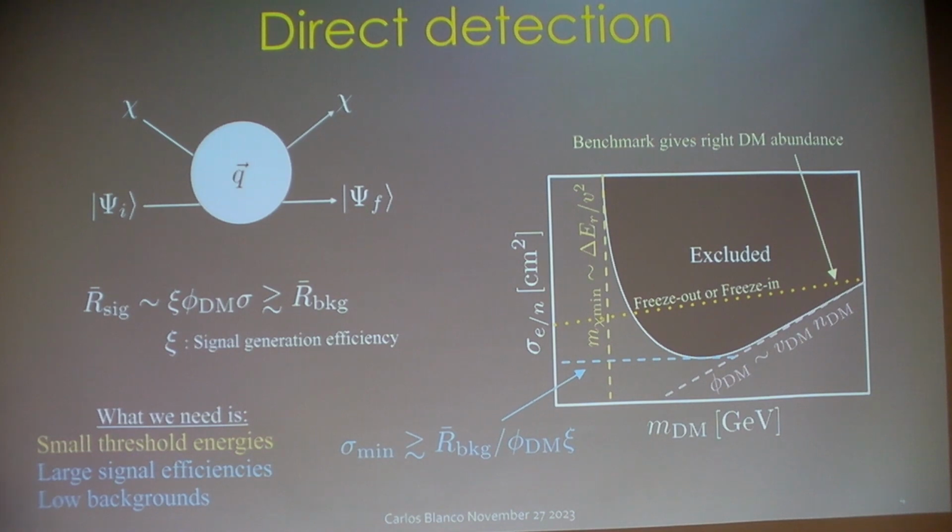Similarly, if you want to probe more feeble interactions, that's mostly just dependent on the rate of your backgrounds and the efficiency of your signal. And so if you want to get to more and more feebly interacting dark matter candidates, you need very efficient signal generation and a very sensitive detector that you can exclude backgrounds very efficiently. And so that's this list of things that I'll talk about: small energy thresholds, large signal efficiencies, and low backgrounds.